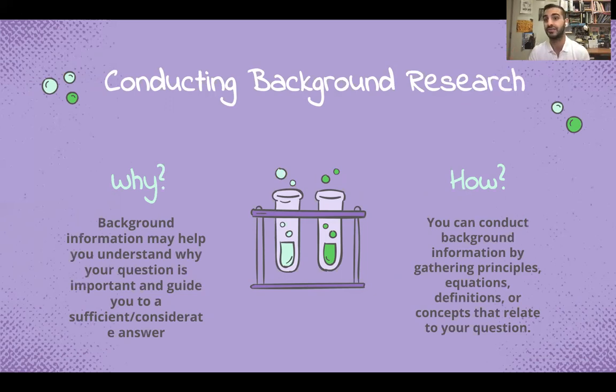Is that answer sufficient? Does it need more information to it? There are a lot of ways to conduct background research. A lot of textbooks will allow you to do background research, such as our textbook. But you gather principles, equations, definitions, and concepts that relate to your question. This is very simple to do, and we'll do a lot of practice conducting background information. And you'll have to do this when you write lab reports as well, even though I give you most of the background information.